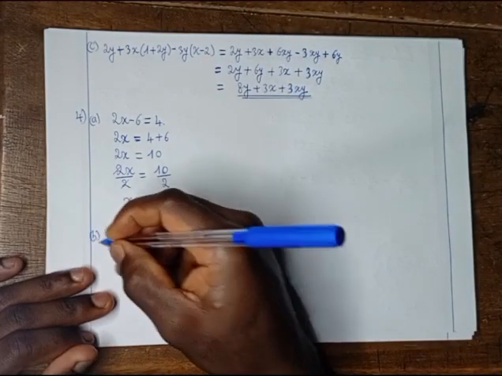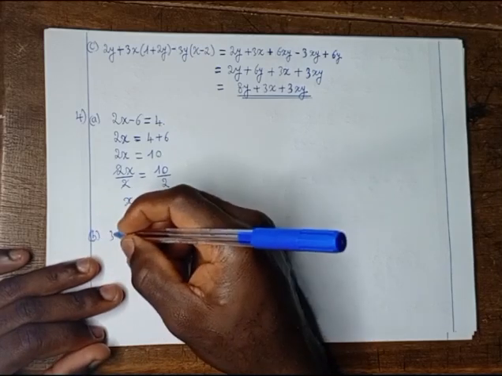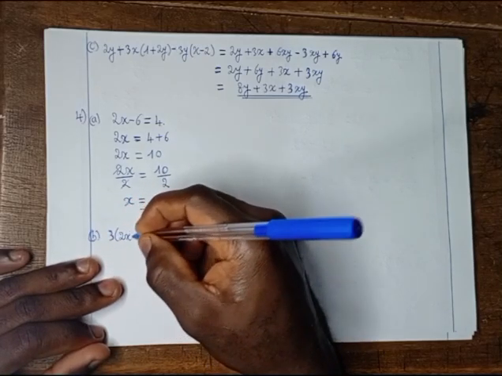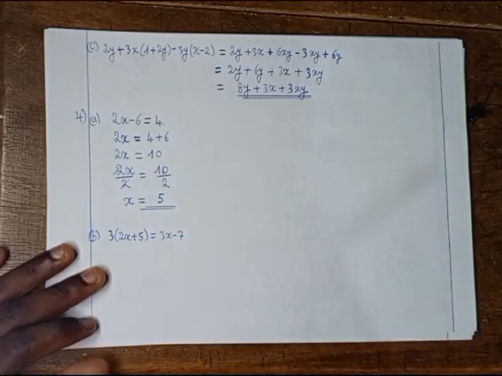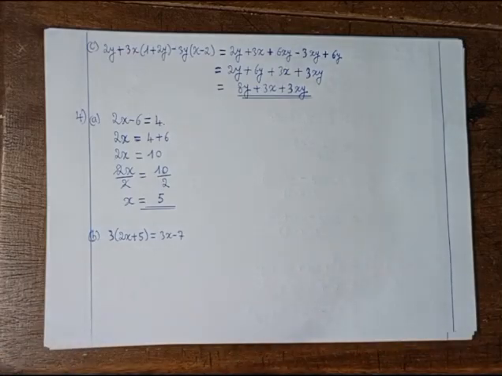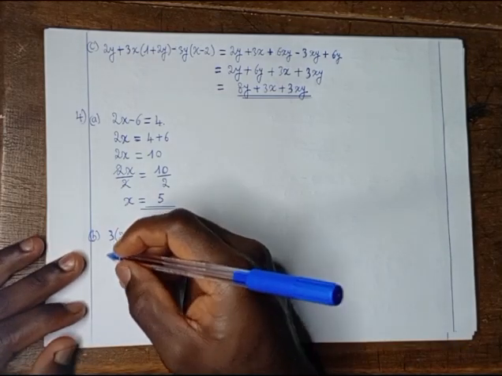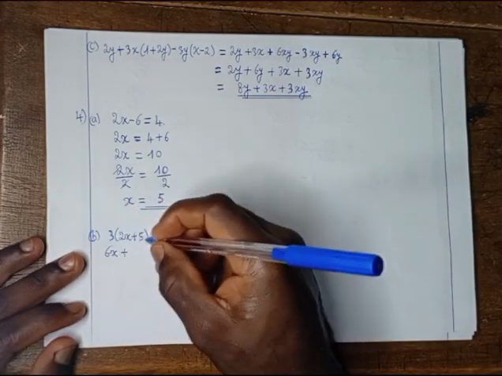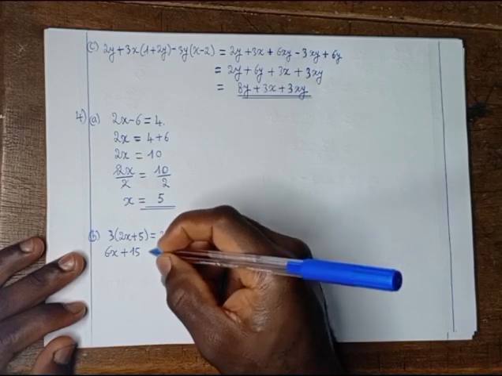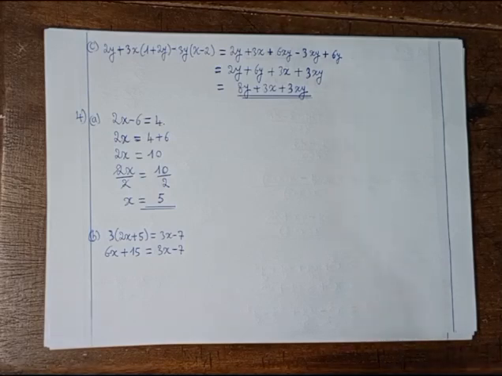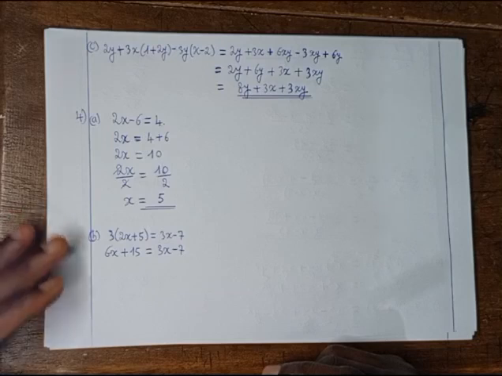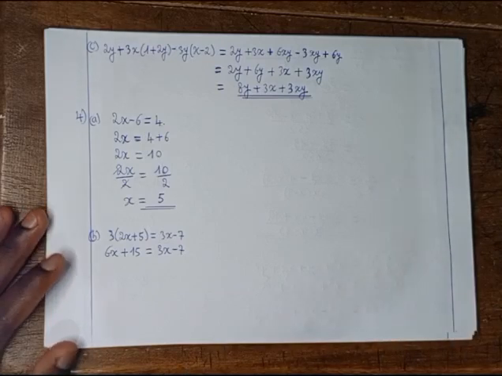Next, now we go to question B. For B, we have 3(2x + 5) = 3x − 7. For us to easily answer this question, first thing we need to start by expanding the bracket at the left hand side of the equation. 3 times 2x will give us 6x plus 3 times 5 gives us 15 is equal to 3x minus 7. Next thing, we are going to bring the like terms together. All the terms in x, we are going to keep them at the left hand side, and the constant terms, we are going to keep them at the right hand side.